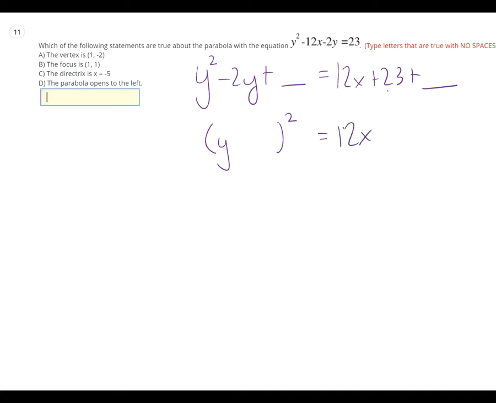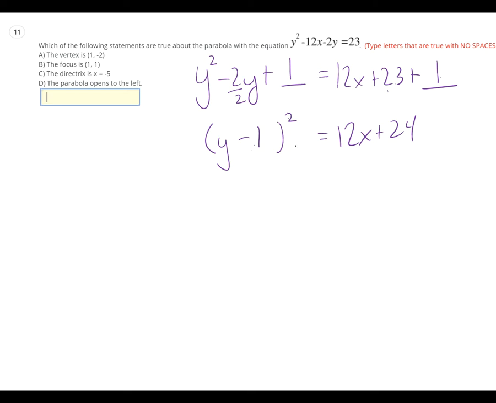I'm adding in, I just put the 12x because I know I'm going to add 23 to some number. I'm not writing that down yet. Alright, what do I need to do with the 2? Divide it by 2. Good. What do I get? -1. And what do I do with the -1? Square, we get +1 to both sides. It's 23 plus 1. 24. Good.